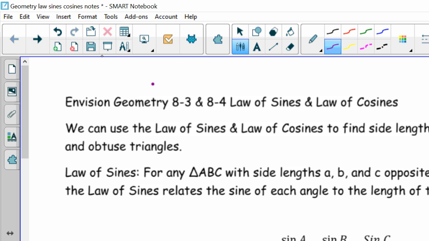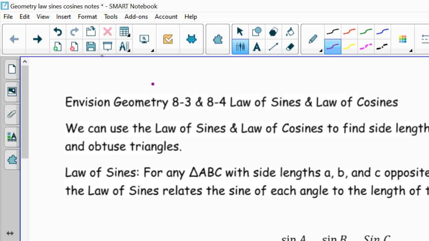Today in geometry, we are looking at the last lesson before our test. So we're looking at law of sines and law of cosines. We can use the law of sines and the law of cosines to find side lengths and angle measures in acute and obtuse triangles. We were using SOHCAHTOA in right triangles. So today we're going to look at, if they are not right triangles, how can we find the missing side length or a missing angle?